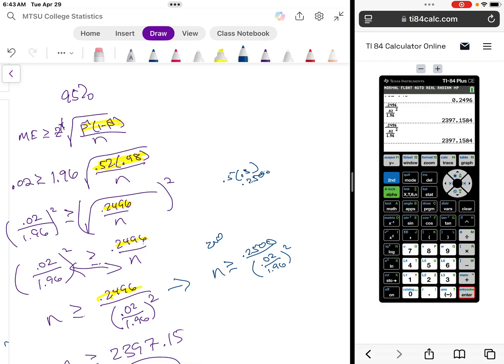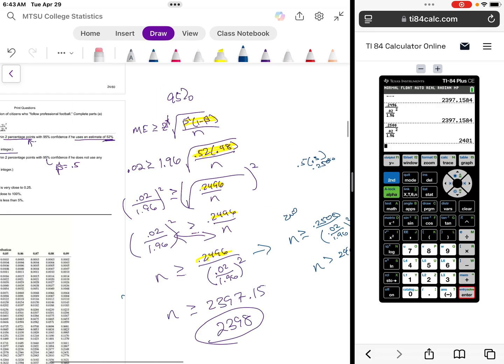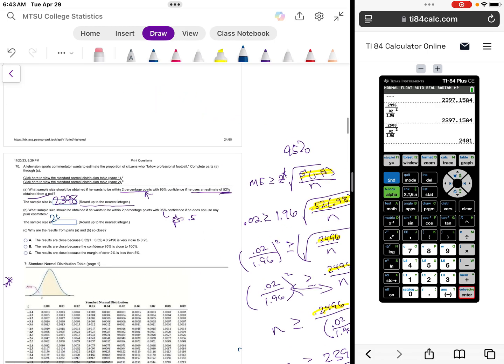So I'm going to go up and grab my last answer. Actually, I can do second enter, last answer. And then I'm going to go up to the numerator carefully, hopefully, and change that to be 2500. Oh, crud. I wasn't careful enough. All right, 2500. And then I'm going to hit enter. And n has got to be greater than 2401. So there's my second answer, 2401.